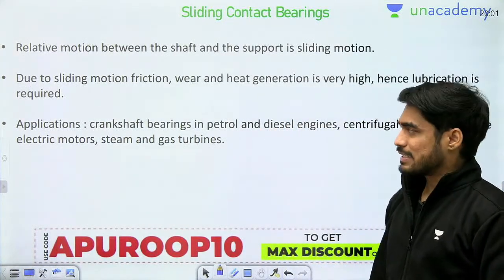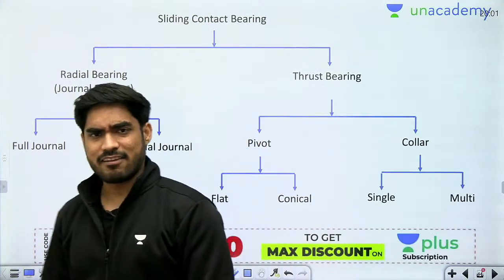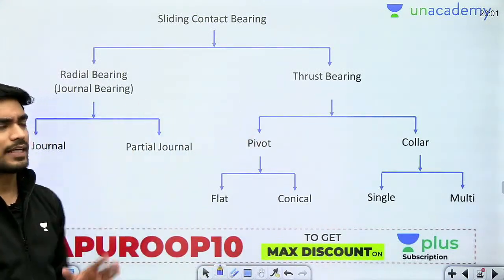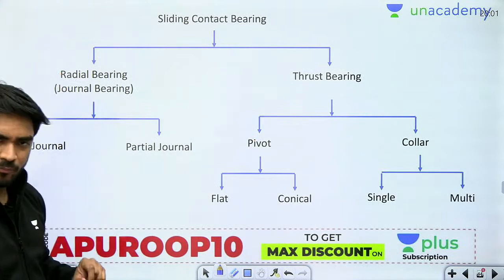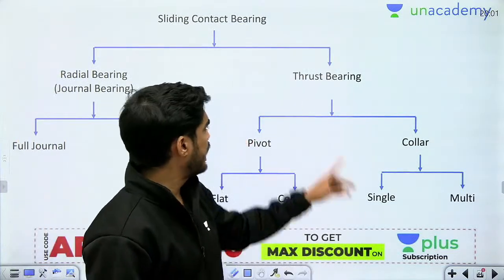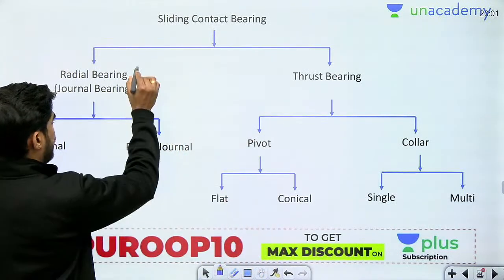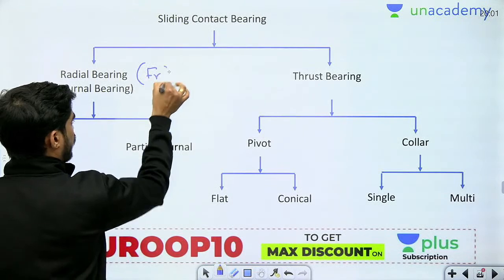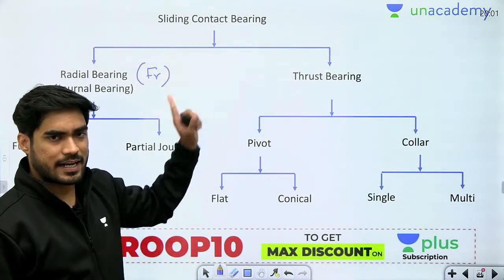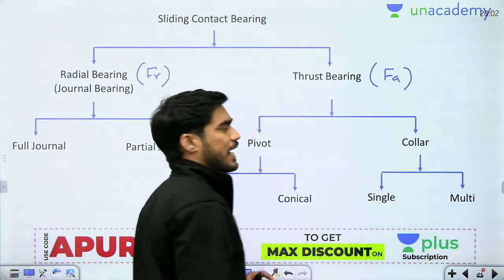Okay. Now sliding contact bearings are of different types. Majorly, we can divide them into two categories: radial bearing, which will be taking only radial load, and thrust bearing, which will be taking only thrust load. So radial bearing means they only sustain radial load. Thrust bearing means they only sustain axial load.